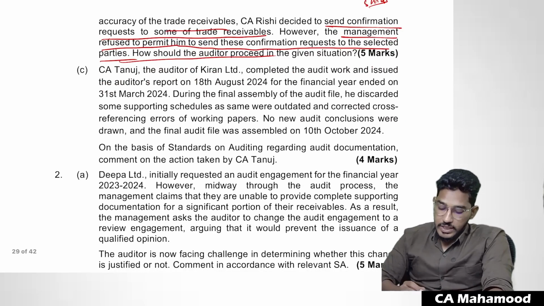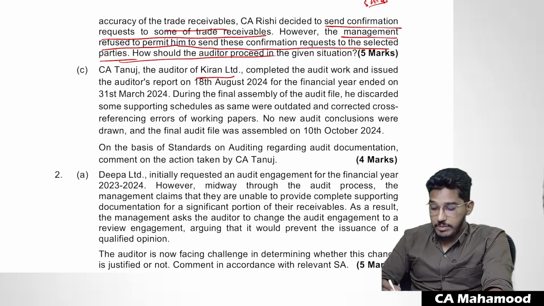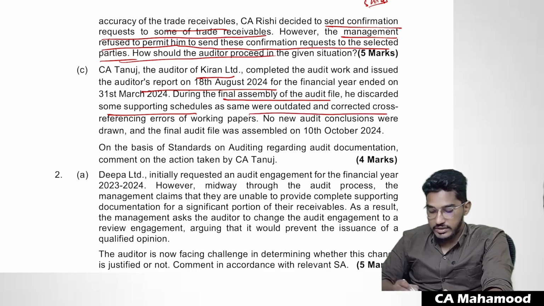Next one. CA Tanuj, the auditor of Kiran Limited, completed the audit work and issued the auditor's report on 18th of August for the financial year ended on 31st of March 2024. During the final assembly of the audit file, he discarded some supporting schedules as outdated and corrected cross-referencing errors of working papers. No new audit conclusions were drawn and the final audit file was assembled on 10th of October.